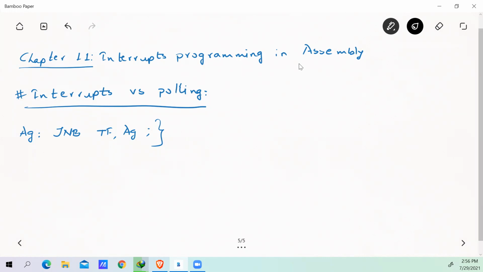All right. So this line says jump not bit TF again. That means as long as TF is not set, it will keep on jumping over here. If TF becomes set, then you provide the corresponding instructions over here. So is there any interrupt service routine over here? Is there any interrupt service routine over here?